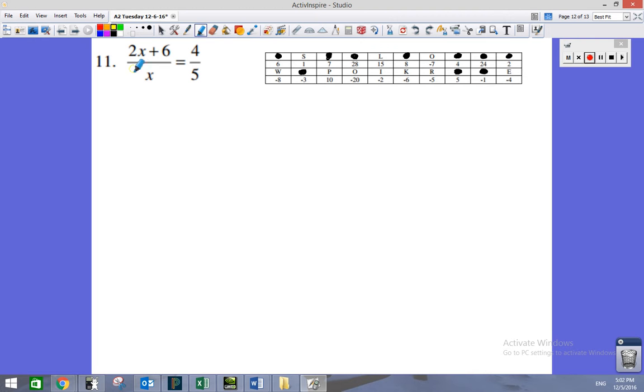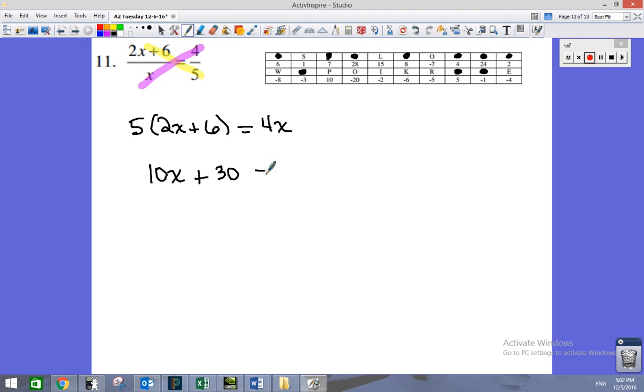Alright, we have a fraction equal to a fraction. That's a proportion. The technique for solving a proportion is to cross multiply. If we multiply along the yellow diagonal, we have 5 times this binomial, 2x plus 6. And if we multiply along the purple diagonal, we have 4 times x. So if we use the distributive property, the first term gets multiplied by 5. So 5 times 2 is 10, and we get 10x. And then the second term, 5 times 6, well, hey, that's 30.